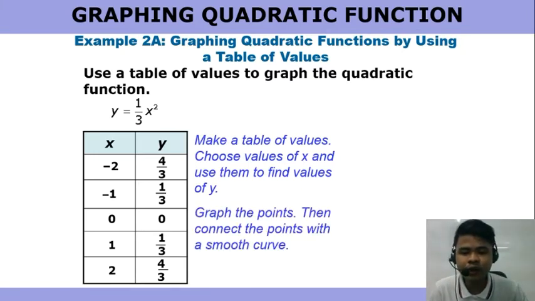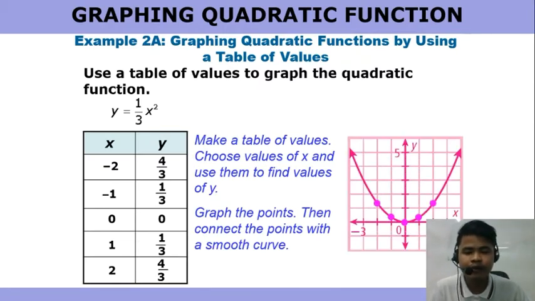Okay, graph the points, then connect the points with a smooth curve. So, ito na yung itsura ng graph niya. Okay, sa gitna is the 0, 0 coordinate or the point of origin. The next, 1 and 1/3, then 2 and 4/3. So, dito sa left side, negative 1, then 1/3, then negative 2, then 4/3.